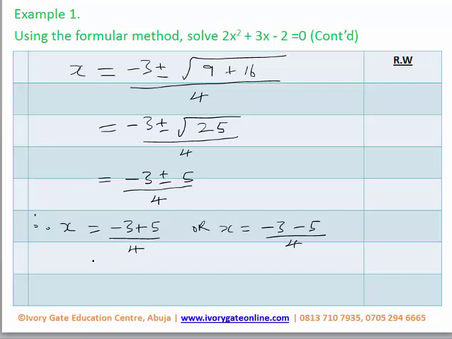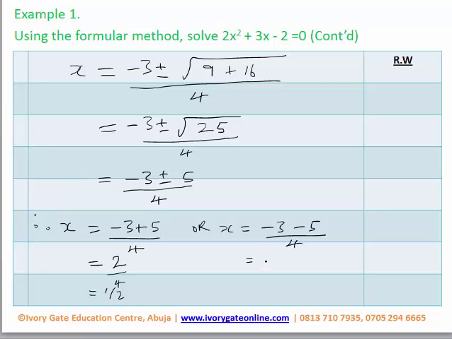Simplifying either of them further, we have minus 3 plus 5 is 2. How do we get this? You use the bigger number, 5, to subtract the smaller number, 3, and it gives us positive 2 all over 4, and this is 1 over 2.